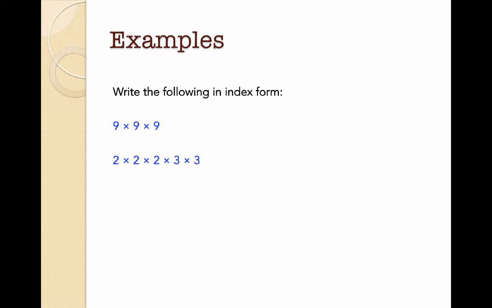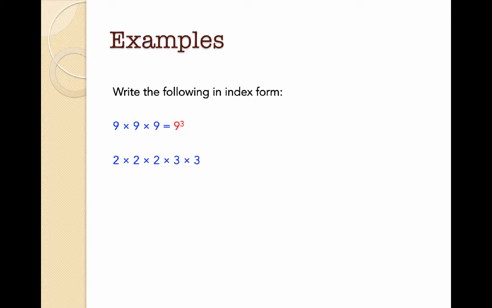Now the goal of this is to not find the answer. I don't want to know what the answer is. I want to know how to write this in a shorter way using index form. Now let's start with 9 times 9 times 9. That is 9 being multiplied by itself 3 times. So that is 9 to the power of 3.